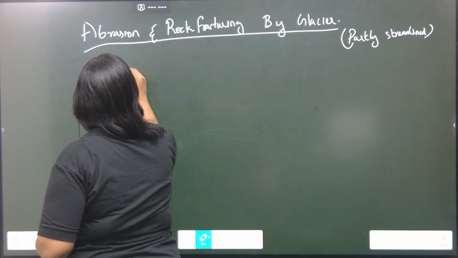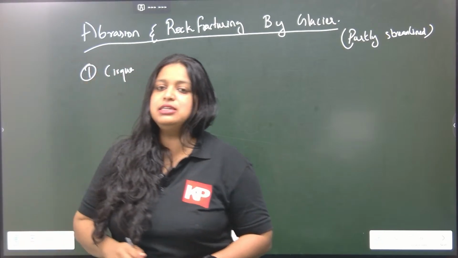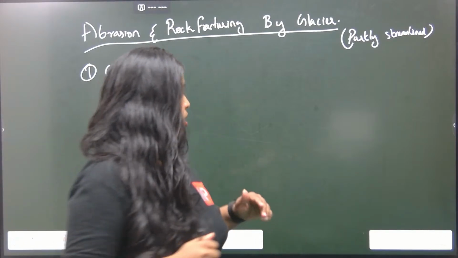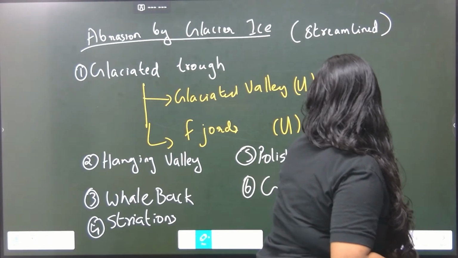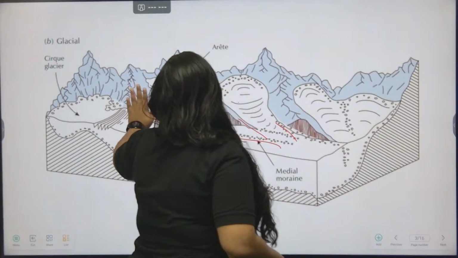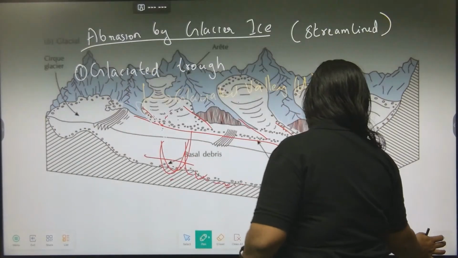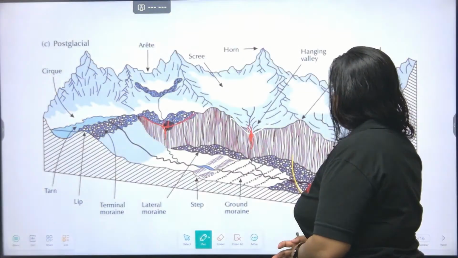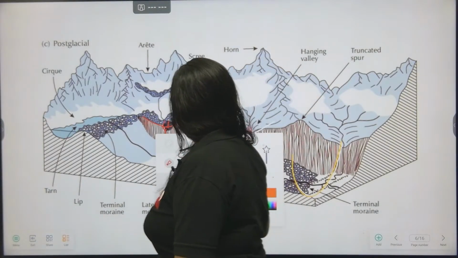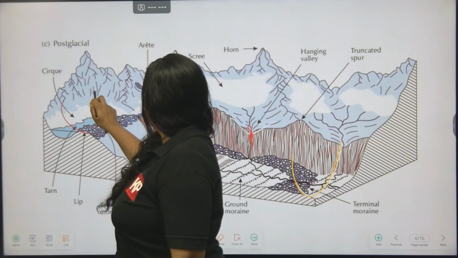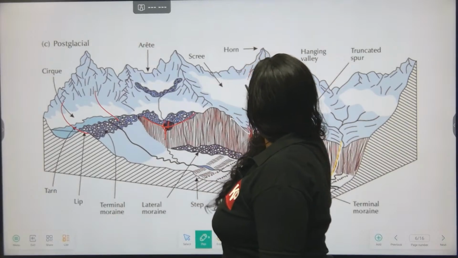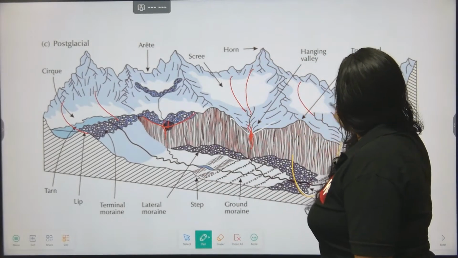Cirque. Let me show you the picture. You can see over here, this is a cirque formation. This is also a cirque over here. This is also a cirque.